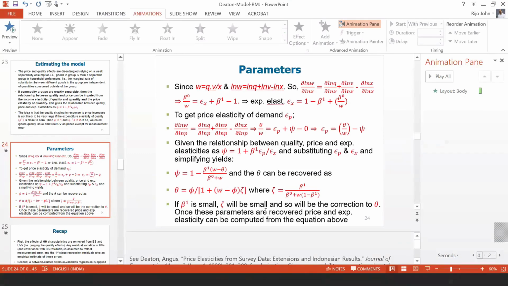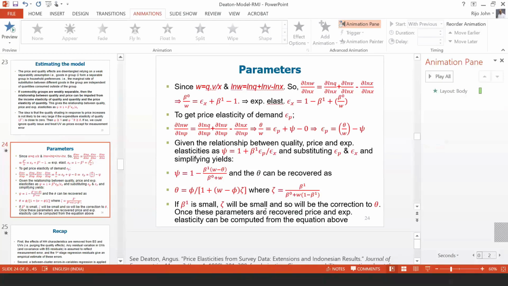You can read that. So the idea here is that if beta 1, the quality elasticity, is very small, this whole psi parameter will be small, and so will be the correction to theta. So the correction that is required for theta will be much lower. Once these parameters are recovered, prices and expenditure elasticities can be computed from the equations above. We already worked out the expenditure elasticity and price elasticities. So this is it. The model is pretty straightforward.